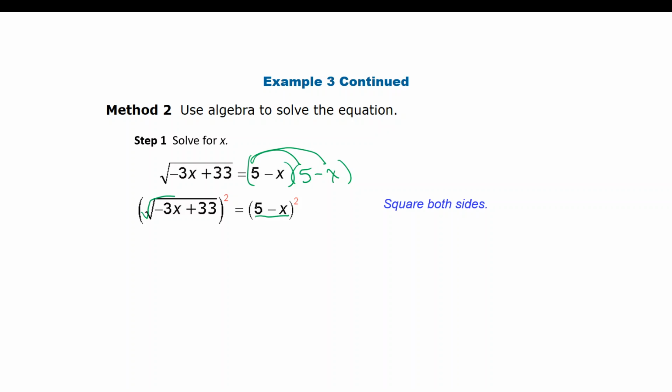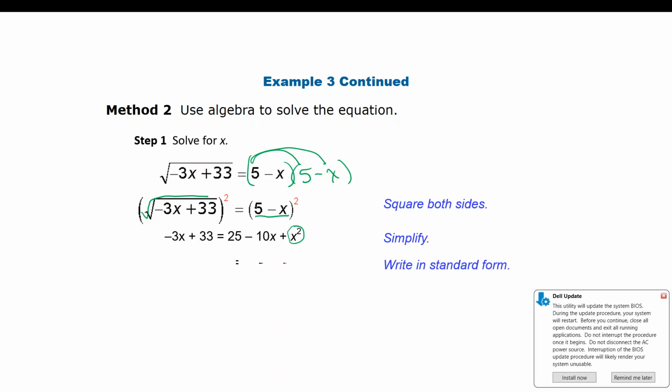This side, since there's a radical, I don't have to do any foiling on that side. Okay, so once I simplify it, I get 25 minus 10x plus x squared. Now I see that this x squared is going to tell me that I'm going to have a quadratic equation that I might be able to simplify. And so if I just write it in standard form, go ahead and add 3x to both sides and subtract 33 from both sides, I end up with 0 equals the following.